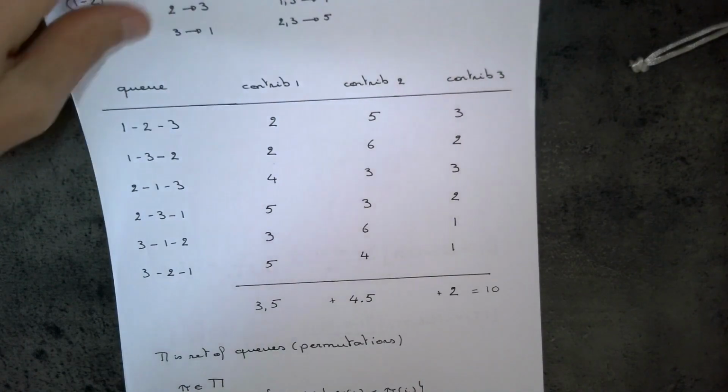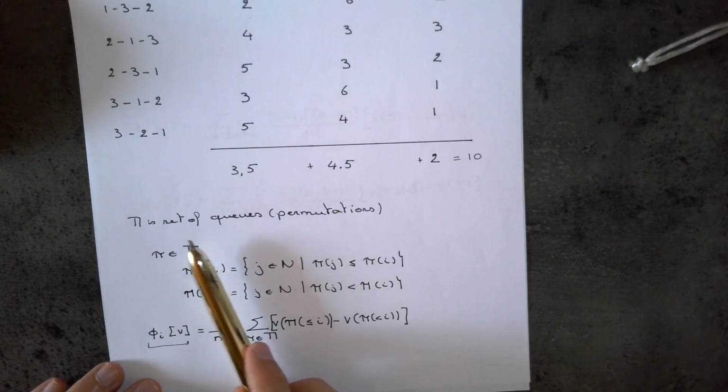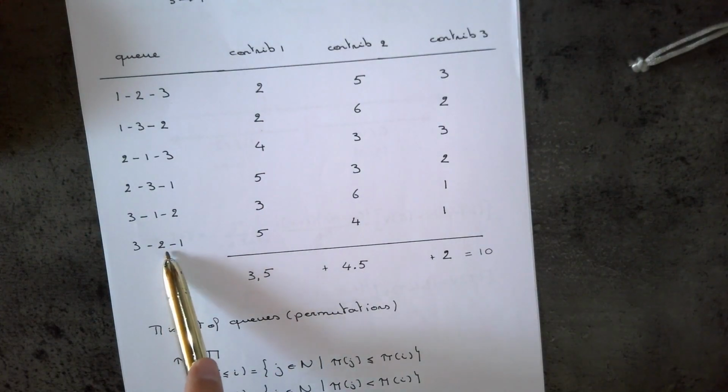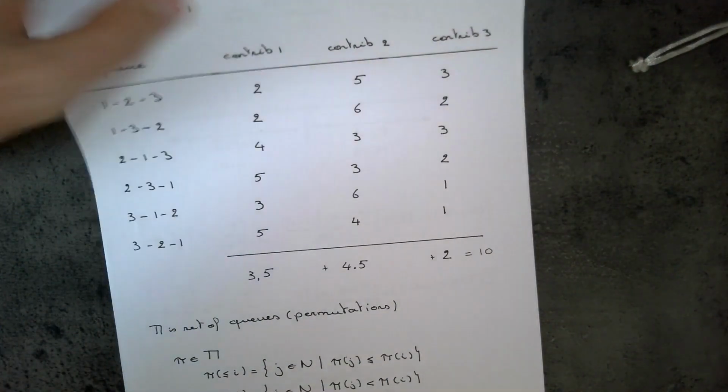So how do we get to the Shapley value in the general case? Well, the first thing you need to do is look at all possible queues of players. Here we have 1, 2, 3, 4, 5, 6, right? These are basically the different permutations of the set of all players.